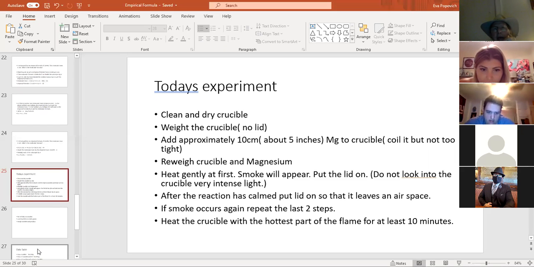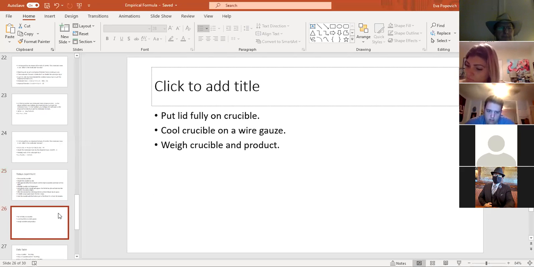Okay. Basically, what you're going to do is heat it gently at first. What happens is it kind of smokes. When it smokes, you put the lid back on. It cools down a little bit. You pull the lid off a little bit, then you really hit it with heat again. You're going to hit it with heat for at least 10 minutes. At the end of the 10 minutes, all of the magnesium has been converted to magnesium oxide.